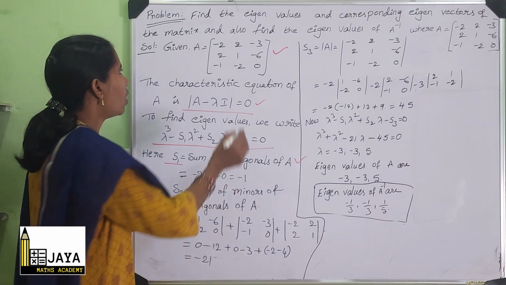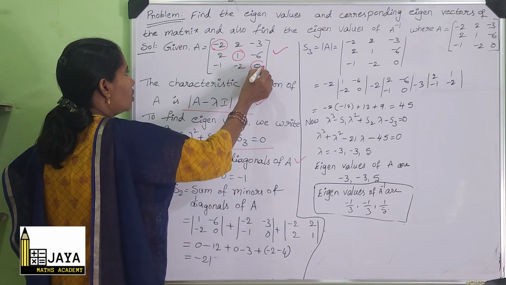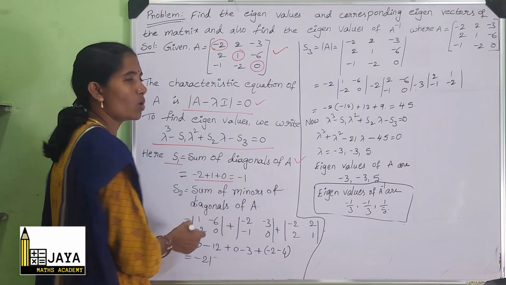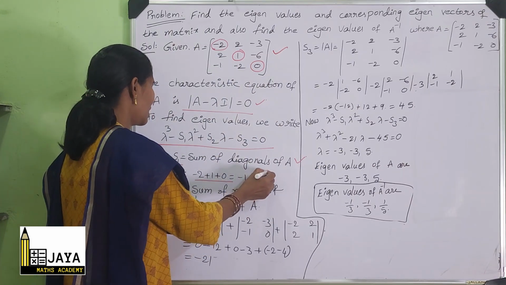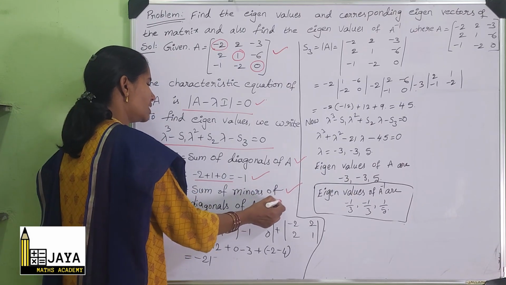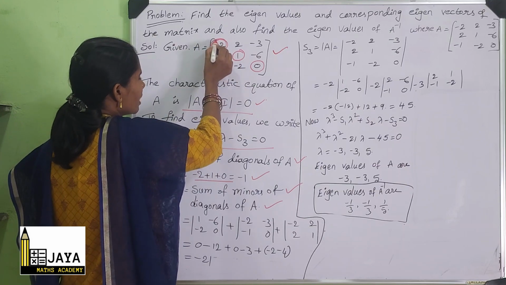So here what are the diagonals? -2, 1, 0 are the diagonals. Sum of diagonals is -2 plus 1 plus 0, the value is -1. So come to S2, the sum of minors of diagonals of A. This is the diagonal element.